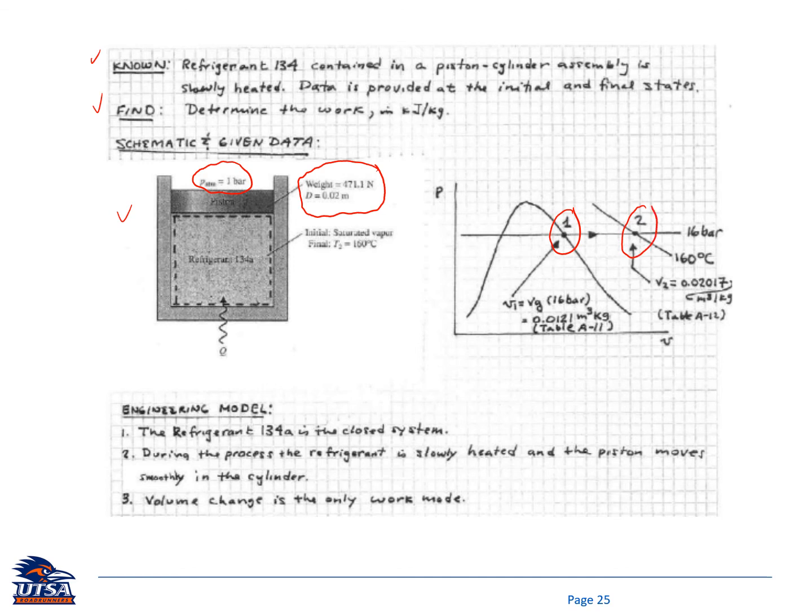Okay, and you also need to formulate the engineering model. It's a closed system, and during the process, the refrigerant is slowly heated and the piston moves smoothly, so no friction. And then you also make assumption number 3: volume change is the only work there. So once again, the PdV is the only work there.